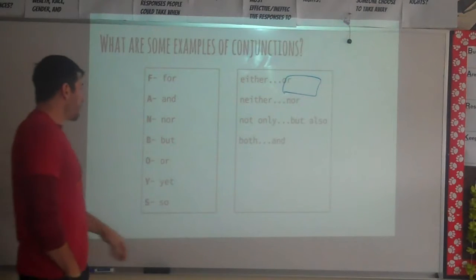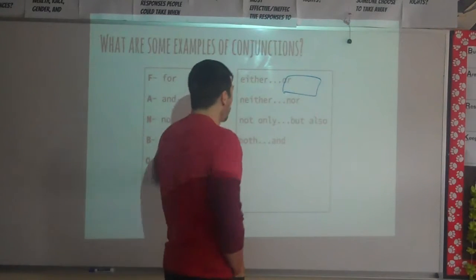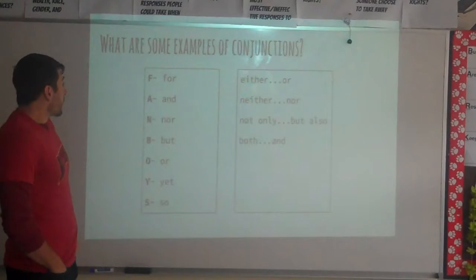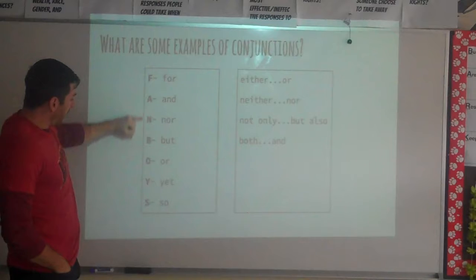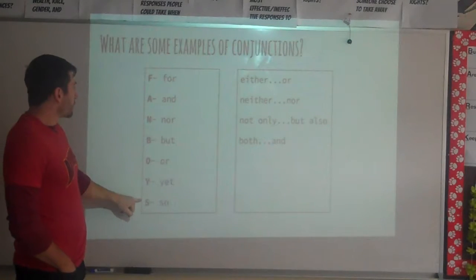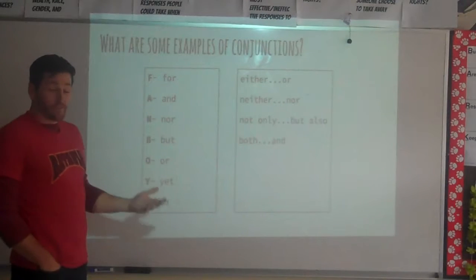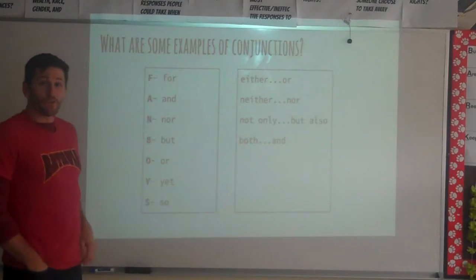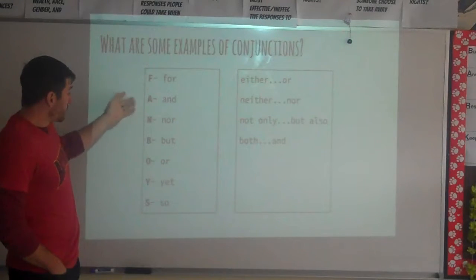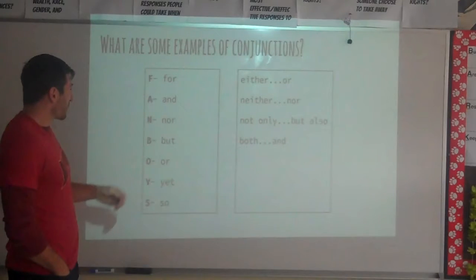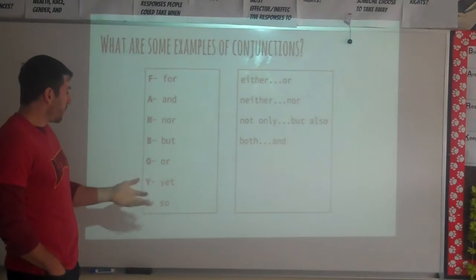Alright, so what are some examples of conjunction? So I'm betting a lot of you, at some point in your past, heard that acronym Fanboys. Sounds like a 90s band. But Fanboys is actually something that was created to remember the different types of conjunctions. Now this isn't all of our conjunctions, but these are the ones that you probably use most often. These are probably the ones that you're going to see the most in your writing. So words like for, and, nor, but, or, yet, so.